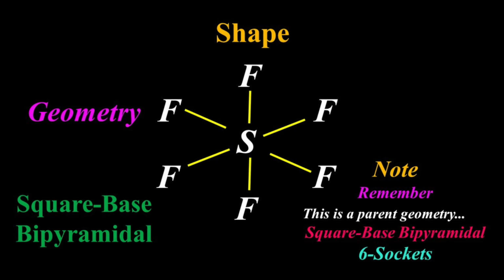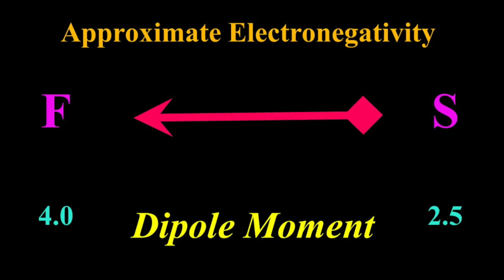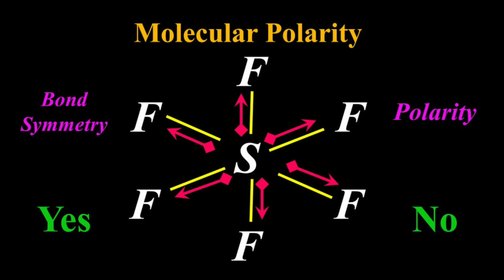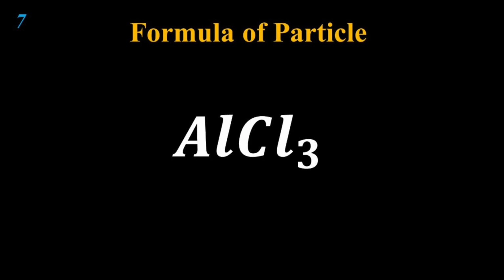the clay model that you're making. So it's going to be square-based bipyramidal. And then you're going to put in your dipoles. Fluorine is clearly more electronegative than sulfur, so you're going to have your dipoles in. And if you look at your geometry, look at your clay model, you can clearly see you have bond symmetry and there is no polarity.